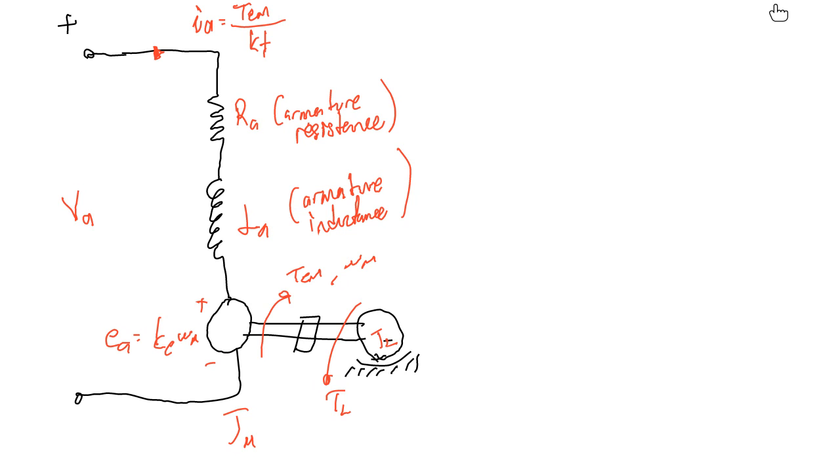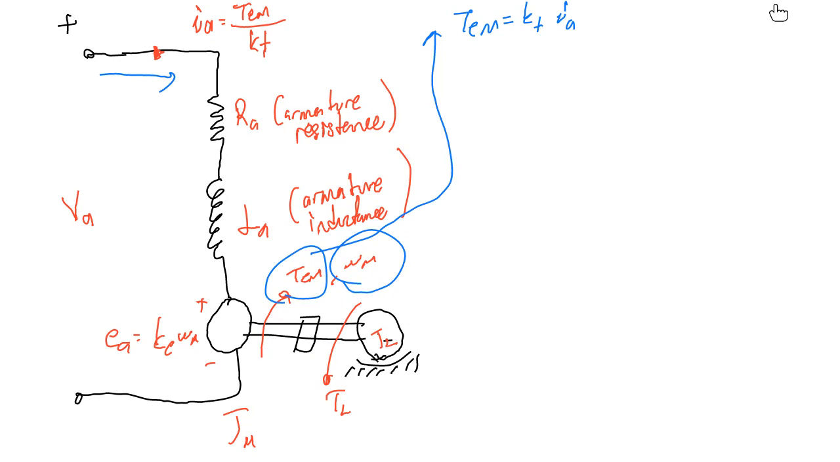In this figure, an armature current Ia is flowing. This current produces the electromagnetic torque Tm, with the basic equation of electromagnetic torque, Kt Ia, which is necessary to rotate the mechanical load at a speed of omega m. Also, across the armature terminals, the rotation at the speed of omega m induces a voltage called the back EMF, Ea equals Ke times omega m, the back electromotive force.